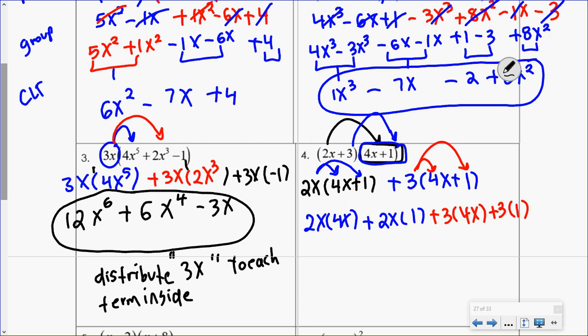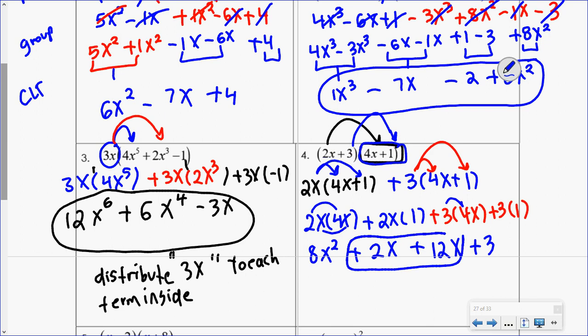Simplifying, I get 2 times 4 is 8, x times x is x squared, plus 2x times 1 is 2x, plus 3 times 4 is 12, and my x drops down, plus 3. Then I combine the like terms here, so I have 8x squared, plus 2x's plus 12x's is 14x, plus 3.